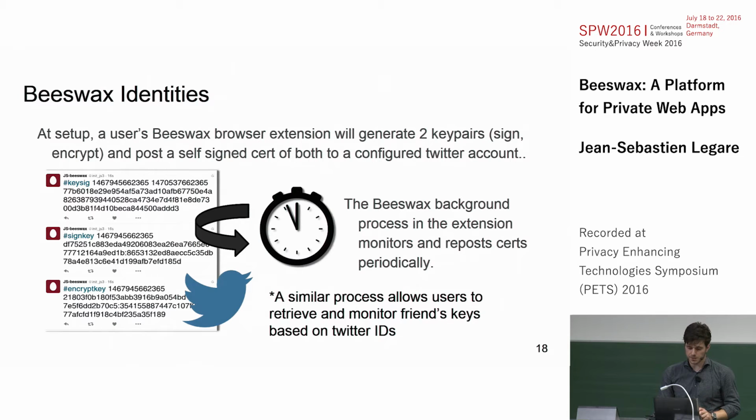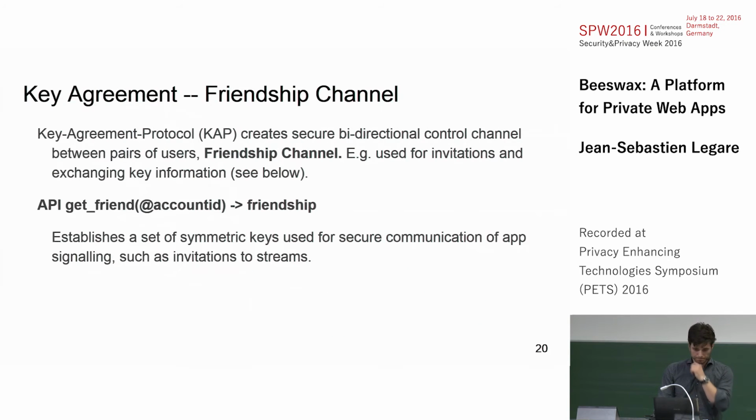availability of old tweets. And I'm not going to cover it here, but we have a similar process for when you establish friendships with other users. The Beeswax background process will fetch keys from other users and monitor them as well if they get revoked. More details on that in the paper.